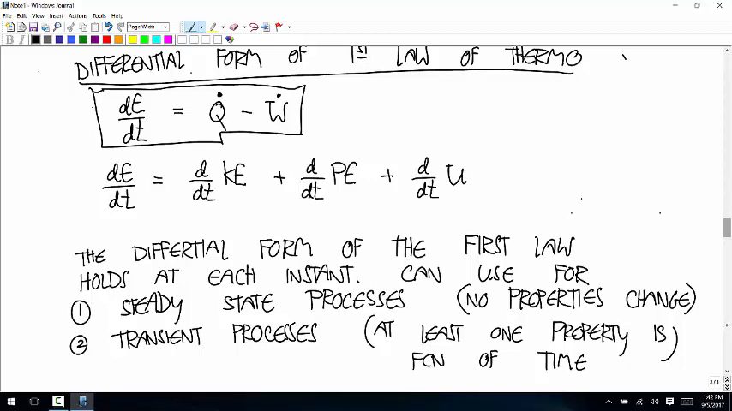Any other questions? Okay, well, let's stop there. And on Thursday, I will do one where we don't have a steady state. We have a transient system, and we just know how one of those properties is changing with time as a function of time. And the quiz is on Thursday.